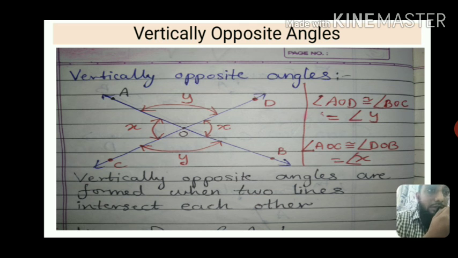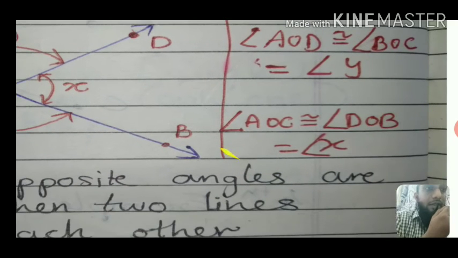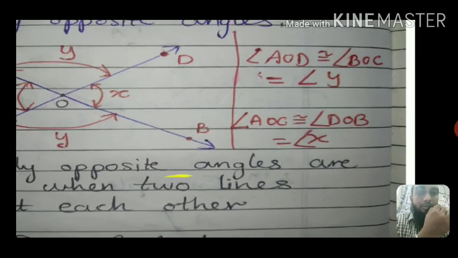Therefore I can say, you can see here on the right side, angle AOD is congruent to angle BOC, equal to angle y, and angle AOC is congruent to angle DOB, equal to angle x. Hope you are getting this, students.